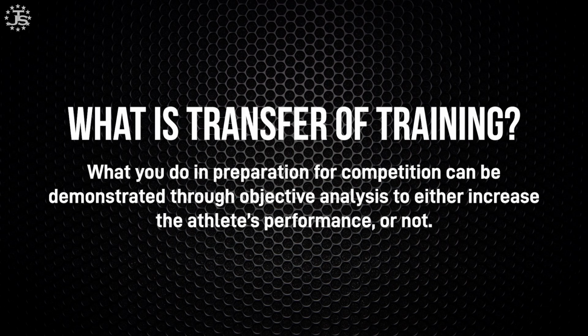So all of this, all of the specificity, the question that we're really getting at is, how does this transfer to the athlete's on field, on court, on track, in ring performance? And this concept is called transfer of training. So what is transfer of training? Essentially, what you do in preparation for competition can be demonstrated through objective analysis to either increase an athlete's sport performance or not increase an athlete's sport performance.